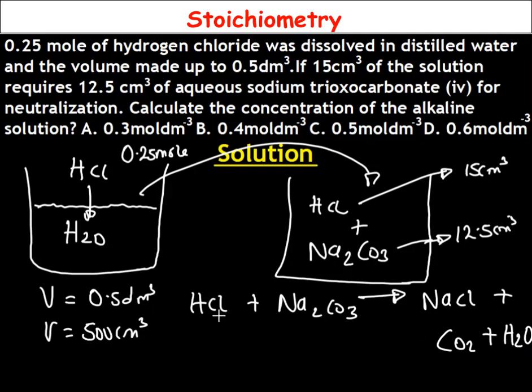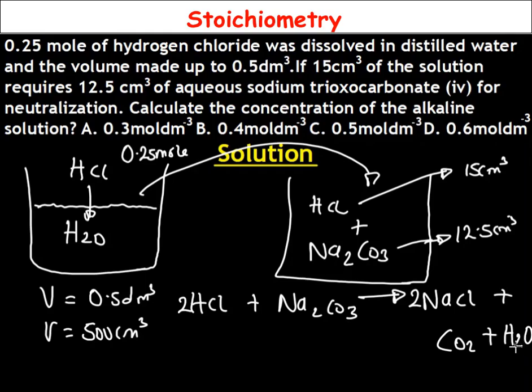So with this, let's then balance the chemical reaction. We have one hydrogen here, we have two hydrogen here. So if you put two here, you have two chlorine, you have one chlorine. So if you put two here, you have two sodium, two chlorine, then you have one carbon, three oxygen, you have 2 plus 1, 3 oxygen. So the equation is balanced.